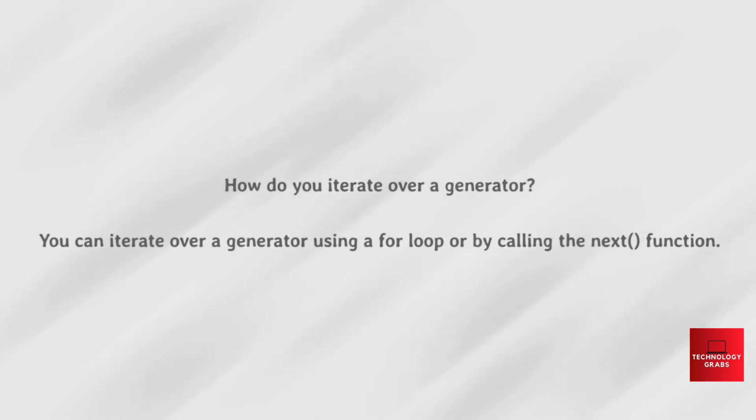How do you iterate over a generator? You can iterate over a generator using a for loop or by calling the next function.